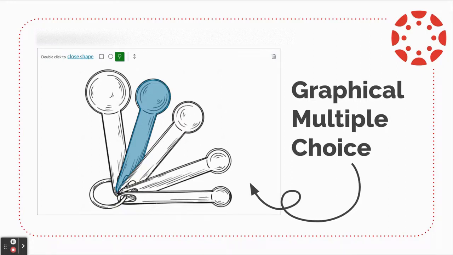So I hope this gives you some ideas to get you started, and I hope you have fun playing around with the Canvas New Quizzes hotspot questions.